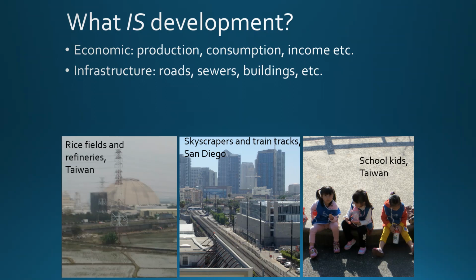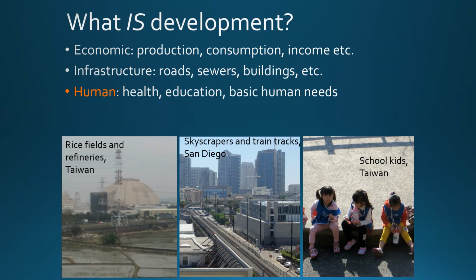The next thing is infrastructure. Do you have roads and sewers and buildings, etc.? Do we have a train system? Do we have a highway system? Lots of places around the world do not have these things. They do not have clean drinking water that comes out of the faucet when you turn it on. So that type of development.